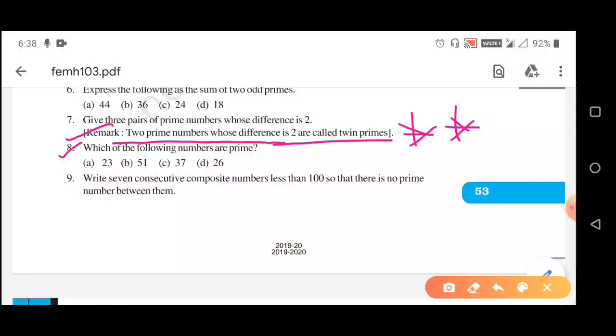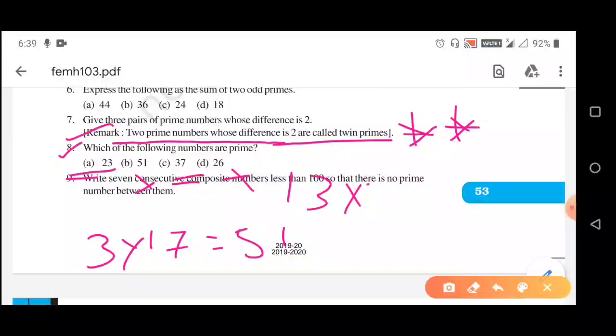Question number 8. Which of the following numbers are prime? So it is very easy. 23 is a prime number, we all know. 51 is not a prime number, it is a composite number because 3 into 17 is 51. 37 is a prime number, but 26 is not a prime number as 13 into 2 is 26.